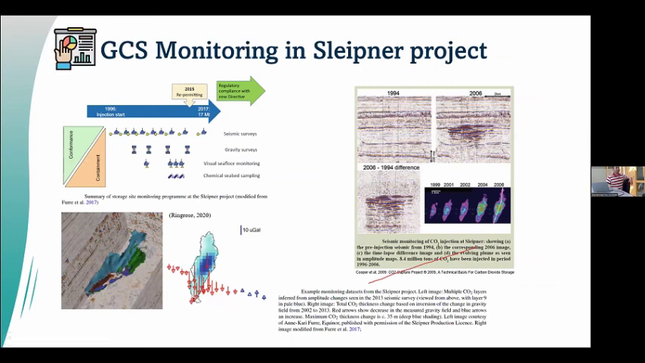And another thing: this is one example from Sleipner of how the CO2 can be monitored with different timelines. Meaning that you run the survey at different times, and you will see how the plume distribution can be investigated at a big scale through the seismic data.